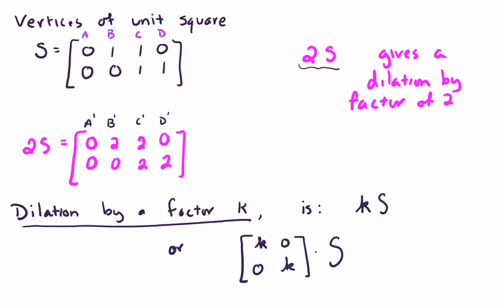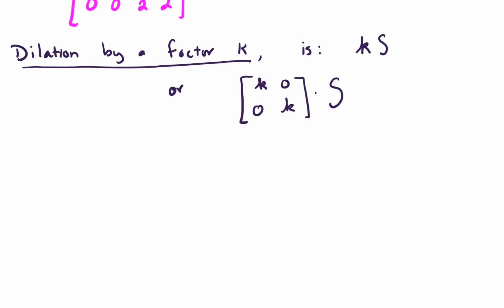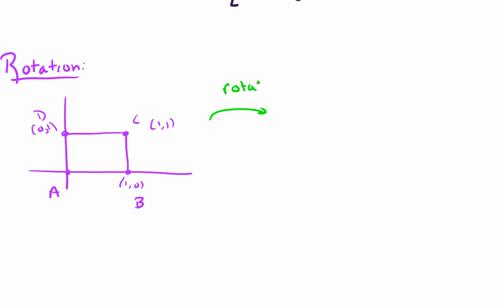Okay, the next transformation we want to talk about is a rotation. So when we're talking about a rotation, we're talking about the following. So let's look at rotations. Let's say we start with our unit square again. And we'll label our vertices as we did in the previous problem. So let's say we take our unit square and we want to rotate by, say, theta equals pi over 4.